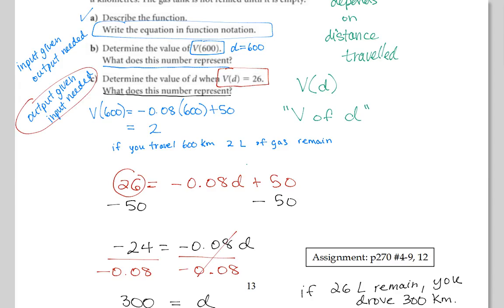The homework is there, page 270. That's your assignment. So you'll have an East block, as well as tonight you can work on that.